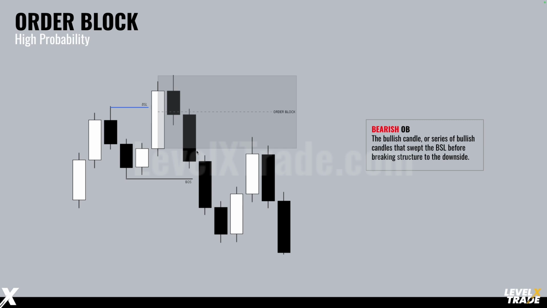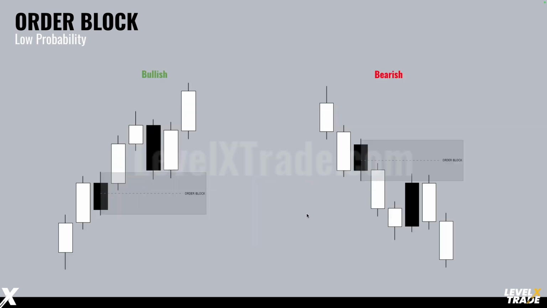It's the gap in between these two or three candles, right? So you have the fair value gap, you have the order block, so it's a very safe place to take the trade. This would be a valid entry. Okay, now what's a low probability?